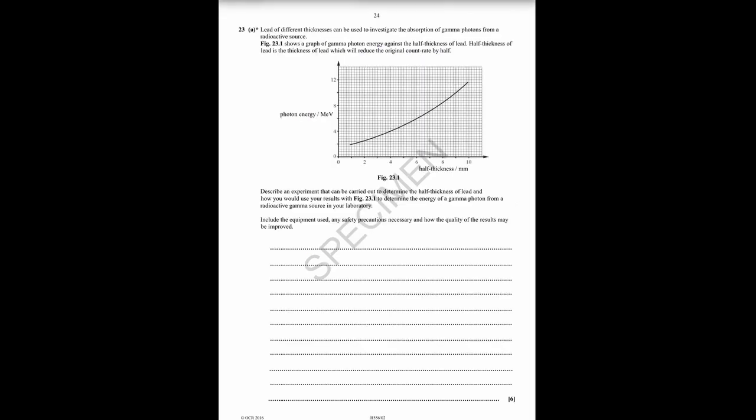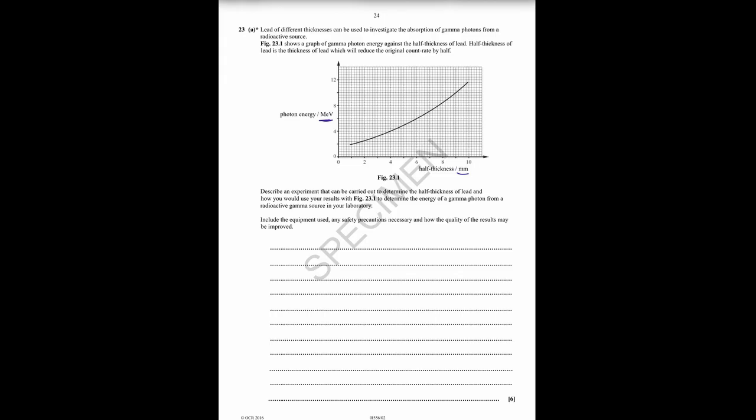Okay, so we've got the 6 mark question over here, and to be fair, this seems like quite a nice one. The only thing that is standing out to me first is this graph is a kind of unfamiliar one. We've never seen a graph before of energy against half thickness. So I just need to be aware here that the energy is in mega electron volts, the half thickness is in millimeters. And then the question is saying, describe the experiment to determine the half thickness, and how would you use the results to determine the energy?